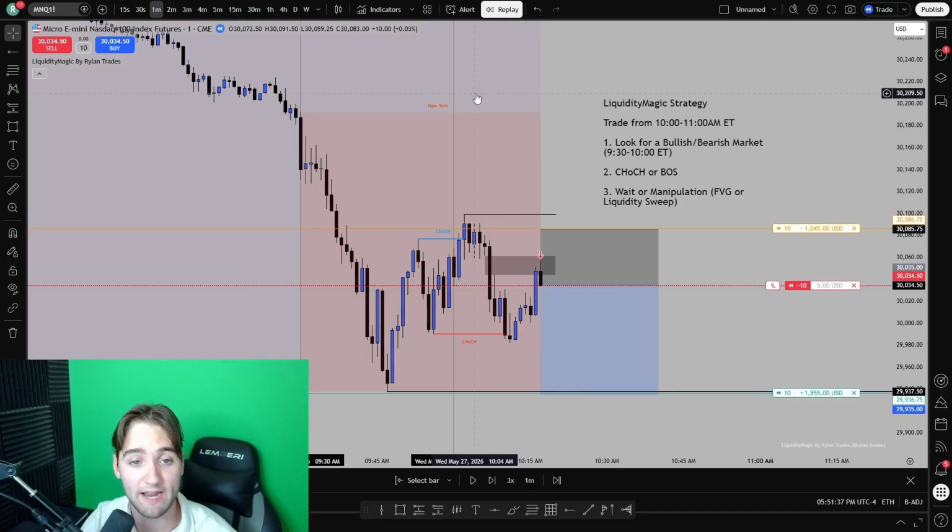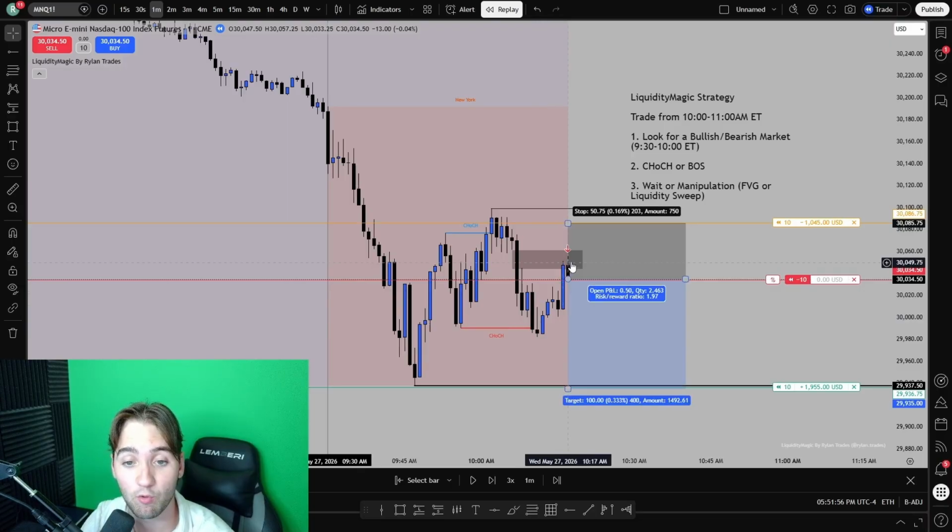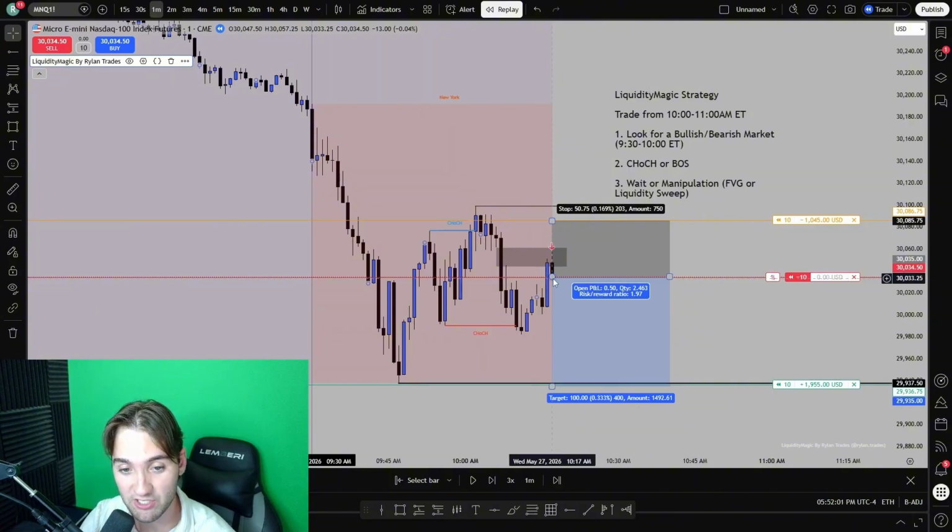What do we have? At 9:30 to 10 o'clock, we had price going lower, and then price confirmed going lower because we had a change of character, and then we had manipulation to a fair value gap or a swing high. In this case, it's a fair value gap. Then we saw that slight rejection. What do we see?